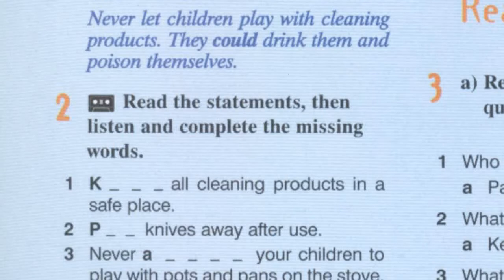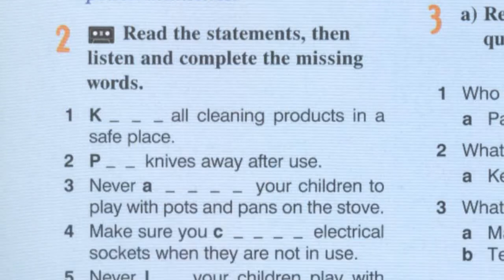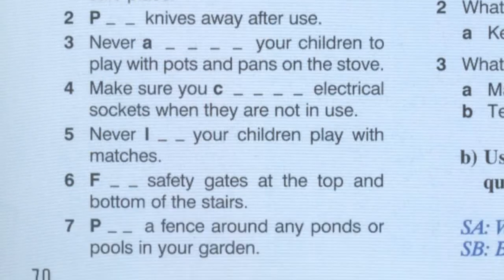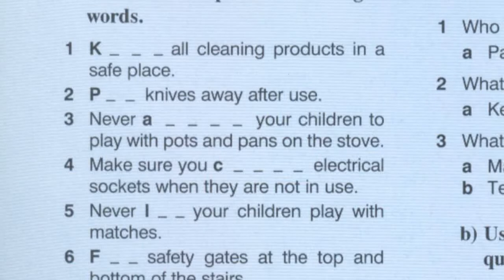Exercise number 2, you're going to read the statements and then listen and complete the missing words. First, look at the statements. You have from number 1 to number 7. Okay, the statements are here. What I'm going to do is easy, but I want you to do the listening. So listen to the tape and complete the statements.